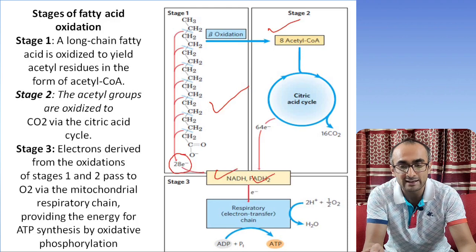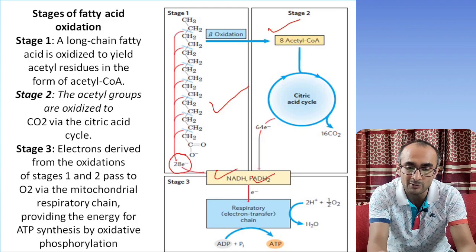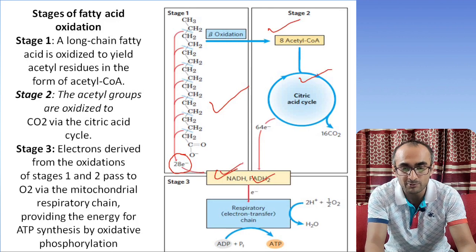And during beta oxidation, the electron carriers NADH and FADH2 are also produced during the beta oxidation reactions. And these acetyl coenzyme A, which were 8 molecules, enter the citric acid cycle, and more FADH2 and NADH molecules are produced. That's in stage 2. In stage 1, the beta oxidation reaction occurs.